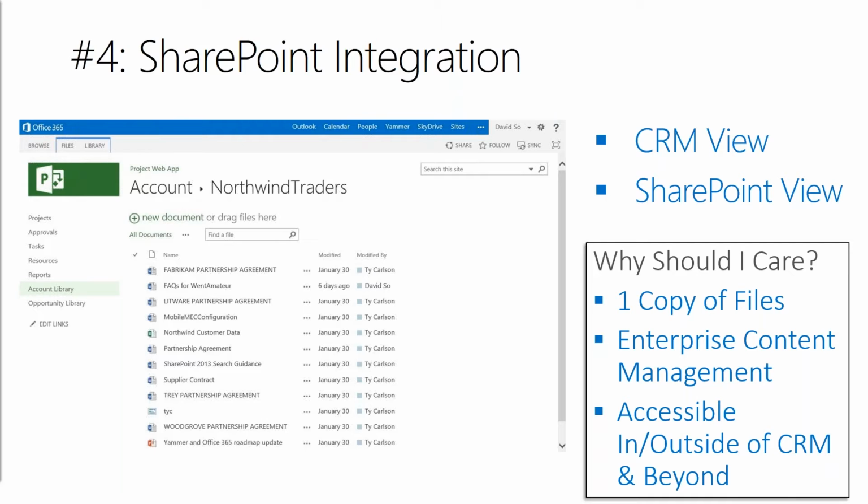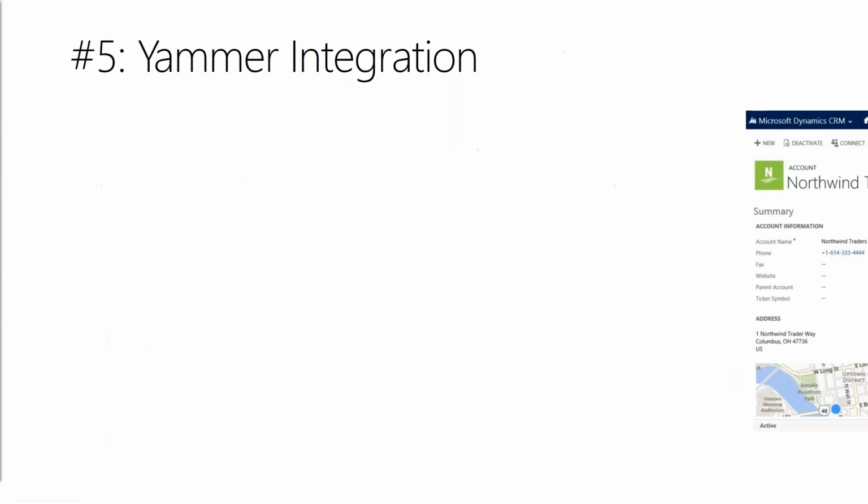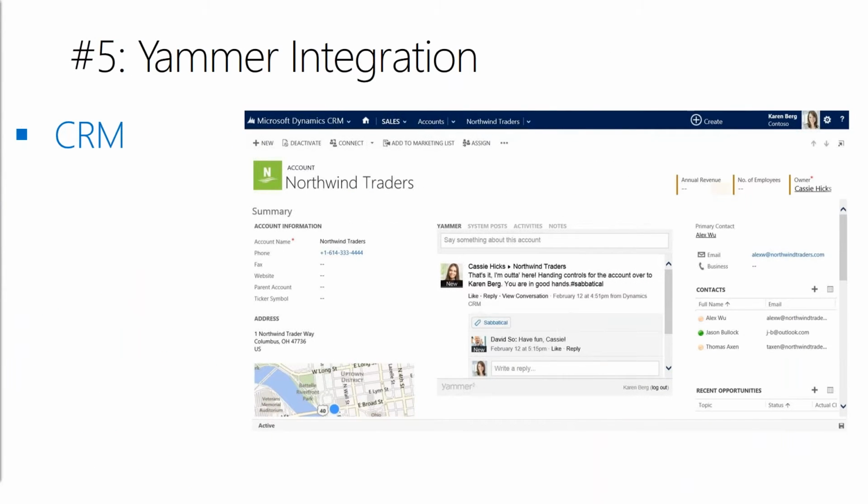Number 4, SharePoint integration. You'll see the way these files look, and this looks more like a file share. Again, we're going to continue with the example of Northwind Traders, but this is the CRM view, and you'll see it looks very similar to the SharePoint view. So basically, just a folder with a list of your files available. The big thing here is one copy of the files.